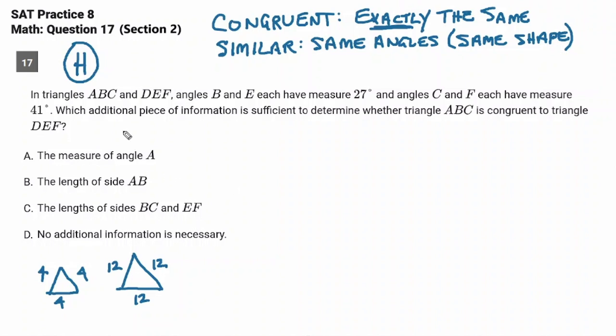Let's do this problem. In triangles ABC and DEF, angles B and E each have measure 27 degrees. Angles C and F each have measure 41 degrees. Which additional piece of information is sufficient to determine whether triangle ABC is congruent to triangle DEF? So I want to write down what I want. It really helps to understand the question by writing it down. So just: additional information, congruent.